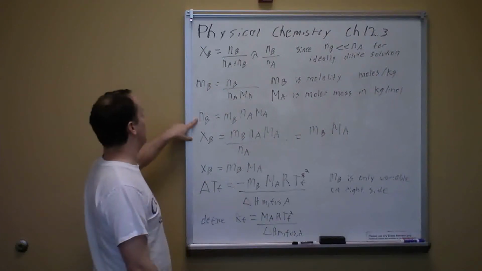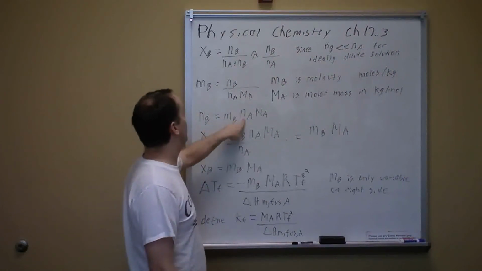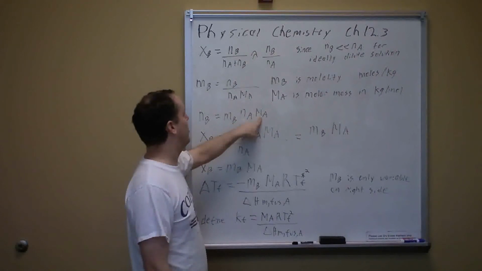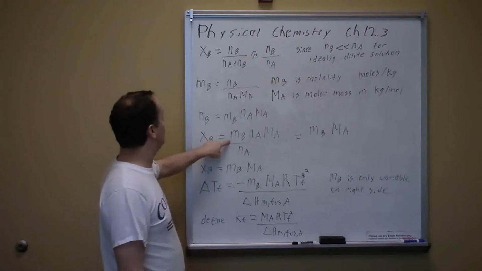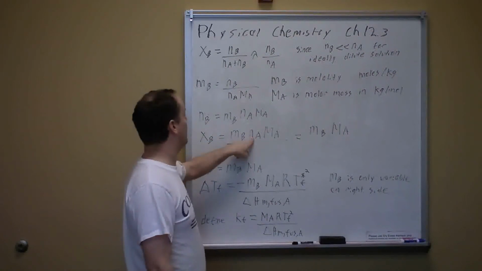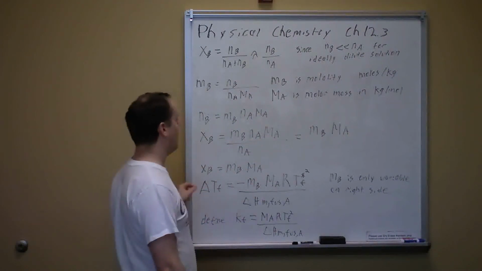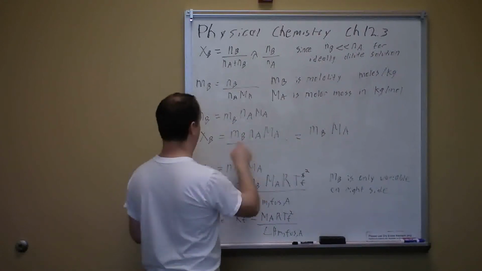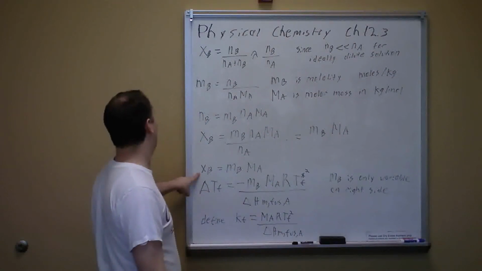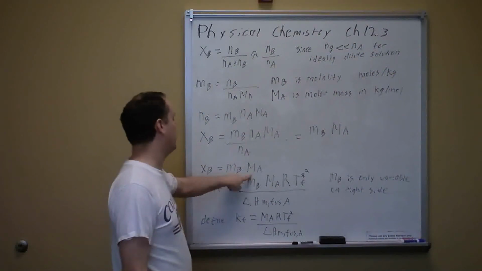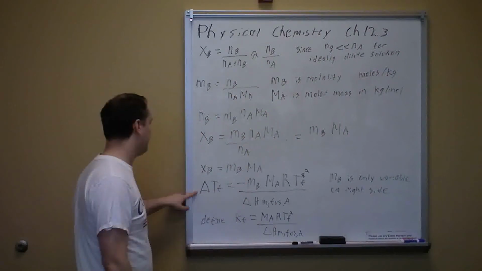So rearranging that for NB, we get the number of moles of substance B is equal to the molality of substance B times the number of moles of substance A times the molar mass of substance A. Then the mole fraction of B is equal to the molality of B times the number of moles of A times the molar mass of A divided by the number of moles of A. And that also gives us that XB is equal to the molality of B times the molar mass of A. So that's what we were looking for. The mole fraction of B is equal to the molality of B times the molar mass of A. And this is an approximation, though, based on that, but you get the idea.